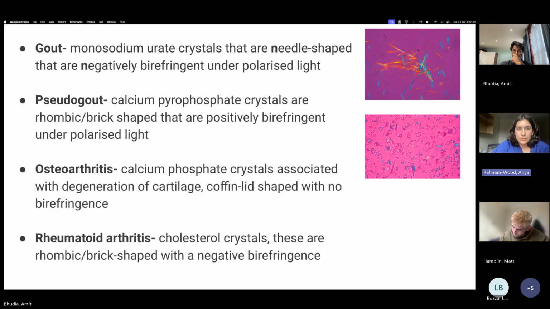So I put pictures up of the needle shapes and the rhomboid crystals. Just remembering that the gout crystals are negatively birefringent and pseudo-gout positively birefringent. And then there's a few others, but osteoarthritis has these coffin lid shapes with no birefringence, rheumatoid, so again, rhomboid shaped, but negatively birefringent. Okay, can we move on?